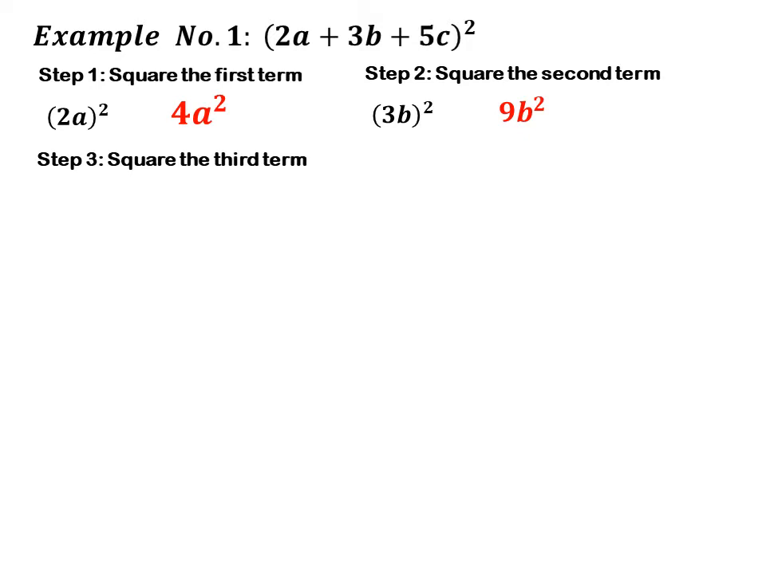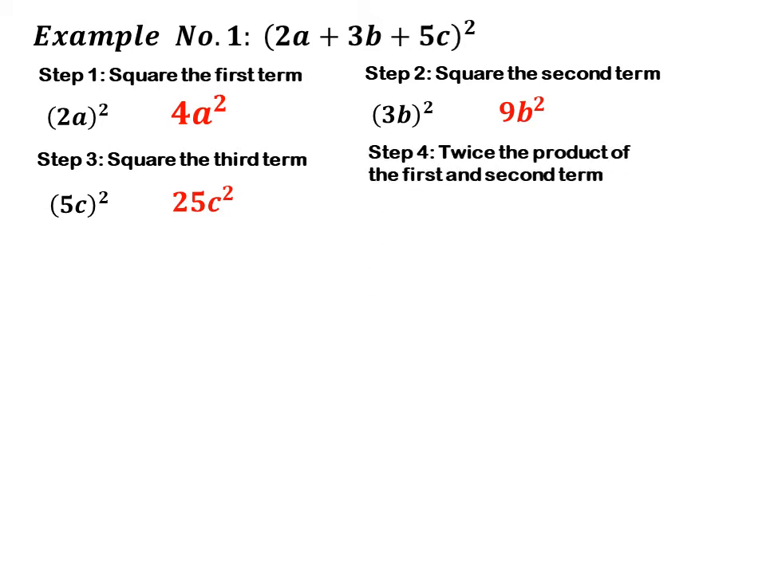For step number 3, we need to square the third term, or last term, of our given trinomial, and it so happens that the last term is 5c. What is then the square of 5c? The square of 5c is equal to 25c squared. Again, the obtained term for step number 3 is 25c squared.